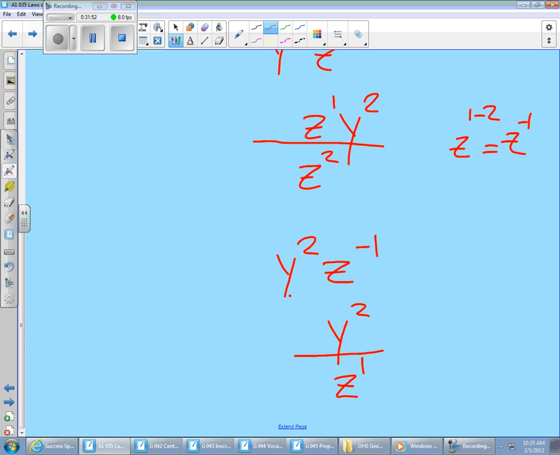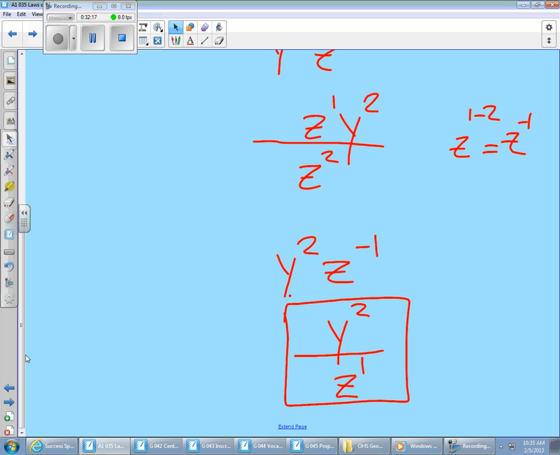The x's are all in one place. They happen to eliminate themselves. The y's are all in one place. The z's are all in one place. We don't have any negative exponents. We don't have any zero exponents. We have done the laws of exponents as far as we can do them. There's nothing else we can do to the problem anymore. This is the answer.